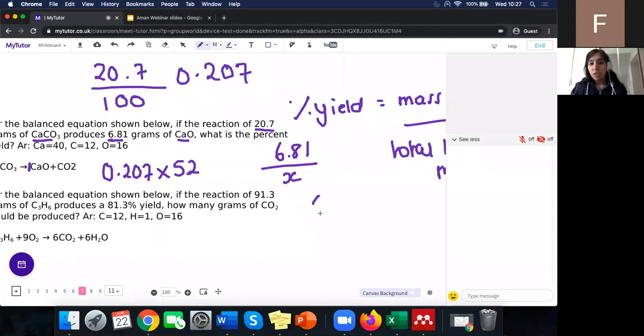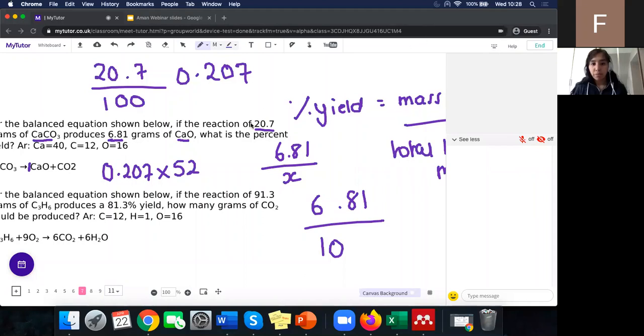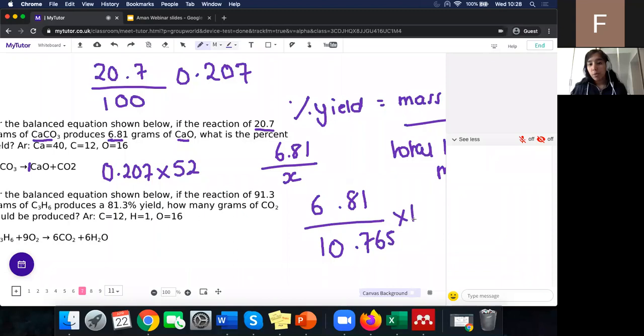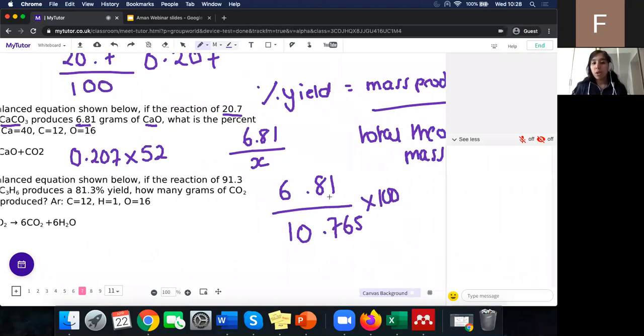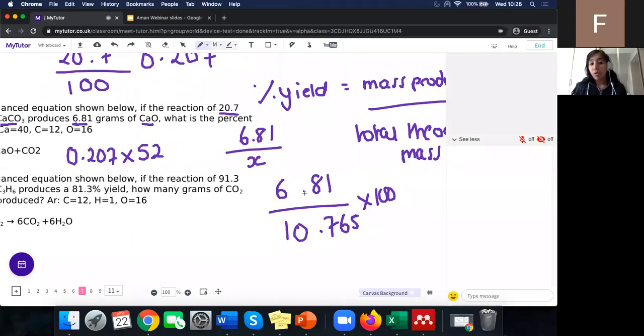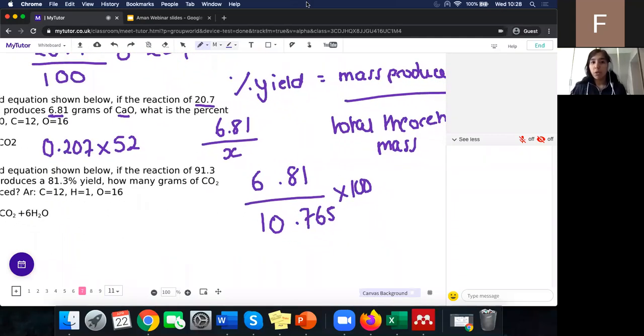So the percentage yield is 6.81 divided by 10.765. Remember, it's a percentage, so we multiply by 100. So 6.81 is the mass we produced, divided by the total theoretical mass, or the mass that we think could be produced, multiplied by 100. That should give you a nice percentage yield. What is the percentage yield?